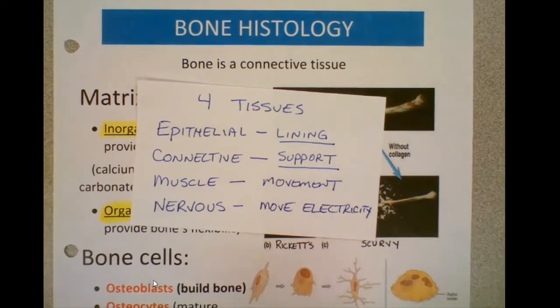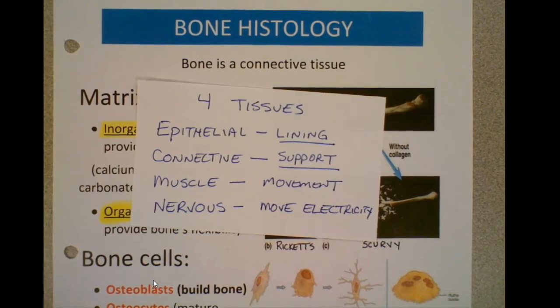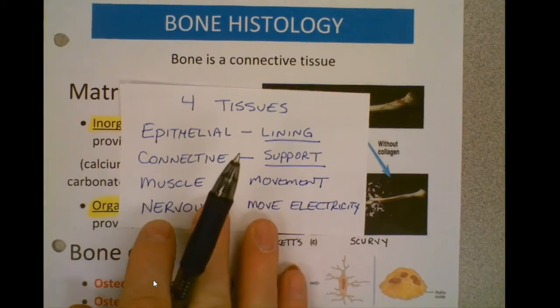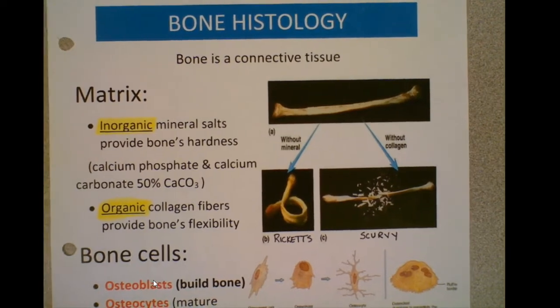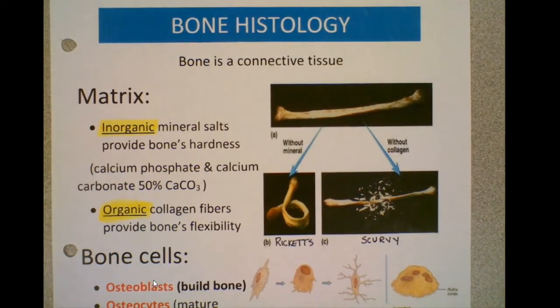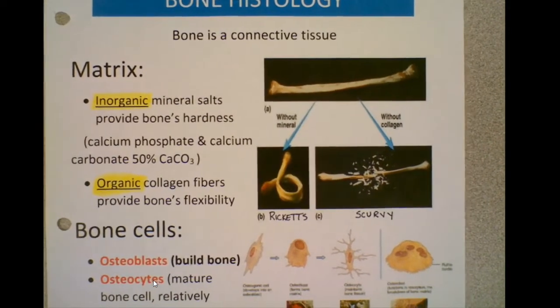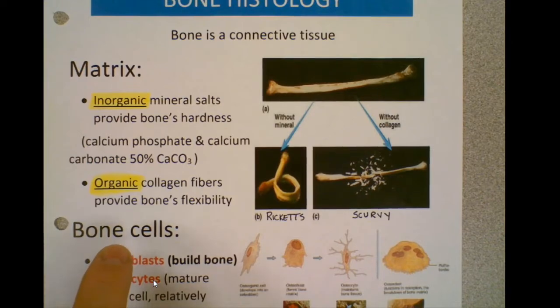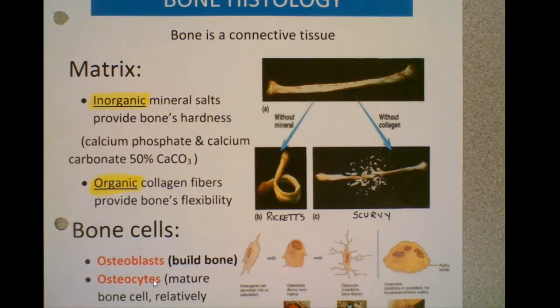So when we look at bones, they are a connective tissue. They are a support tissue. Now, bone tissue is made out of 2 things. It's made out of a matrix and then cells. So the matrix is the stuff around the cells.